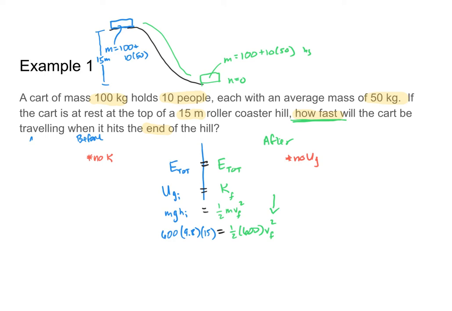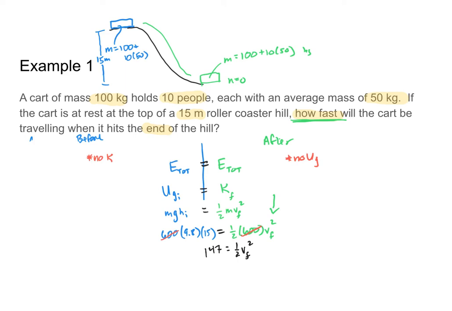So let's go ahead and start by canceling out our 600s. I have a 600 on both sides, which means that they cancel out. Then I can multiply 9.8 times 15. And when I do that, I find that 9.8 times 15 is equal to 147. So what that gives me is that 147 is equal to 1/2 times my final speed squared.